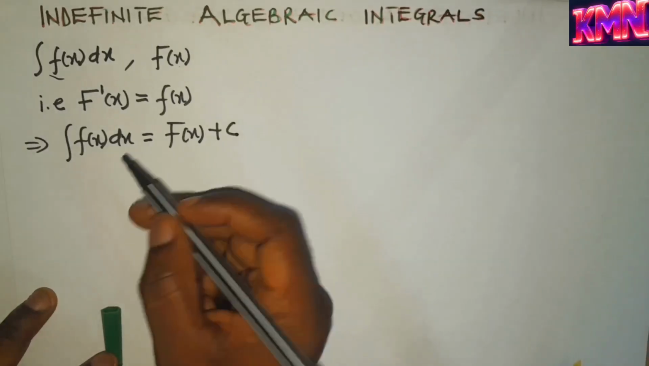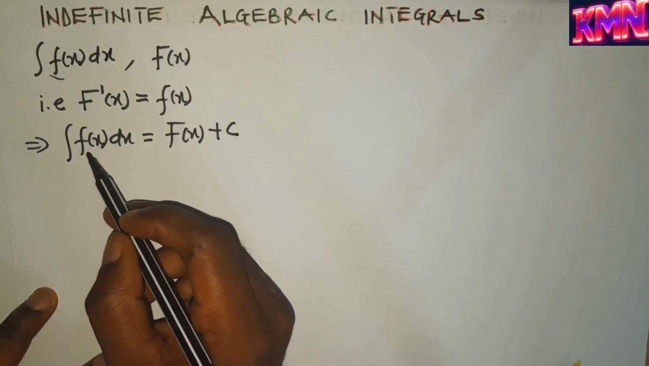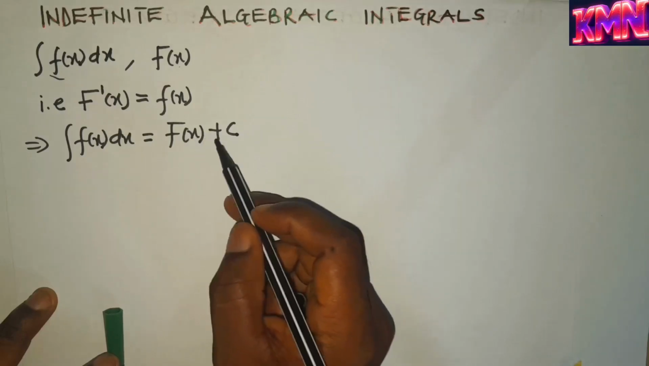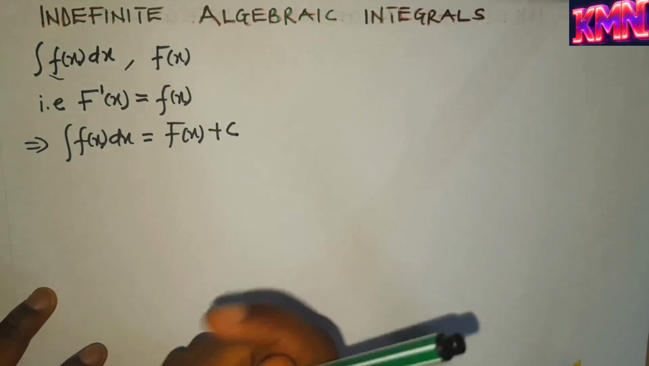So this simply means anytime we differentiate a particular function, say small f at x dx, it tends to give us another function plus a constant. So let's look at the various parts of what I've just written.